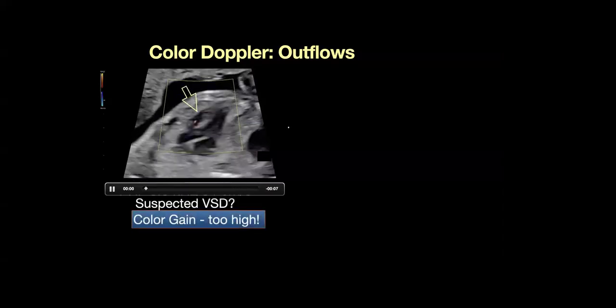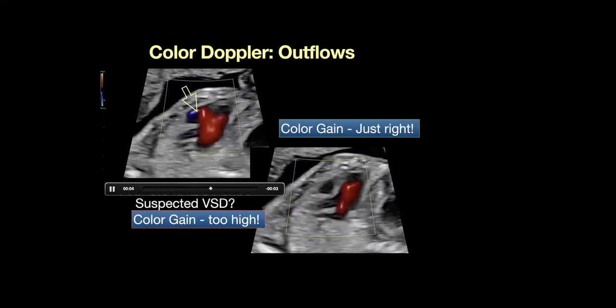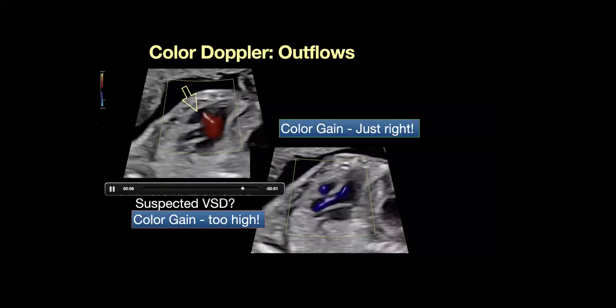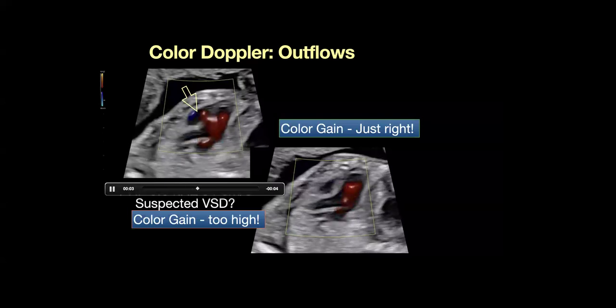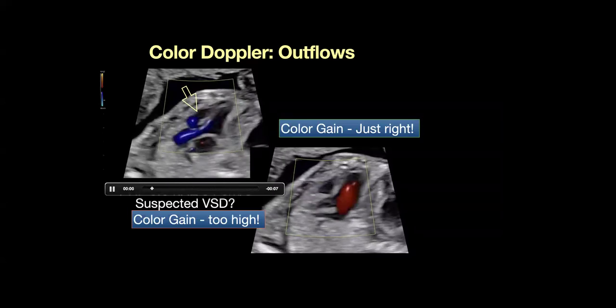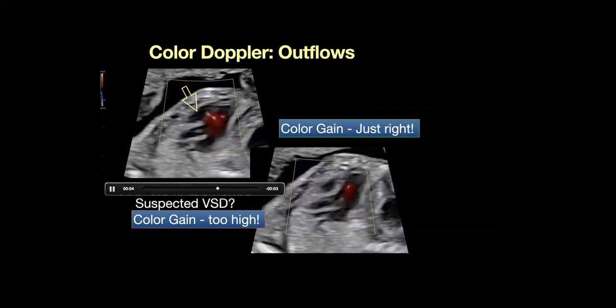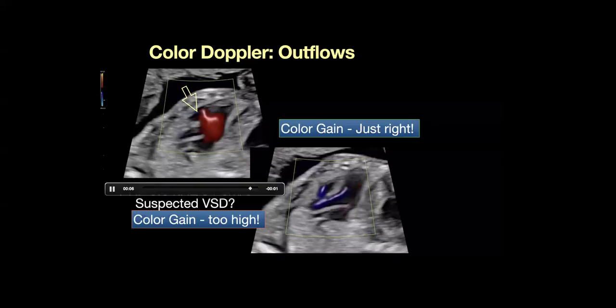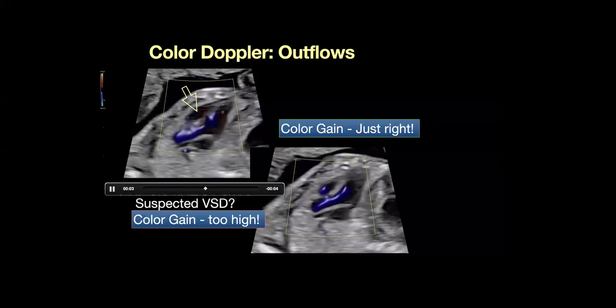And here you have the color gain set to high. So what you could do is, of course, adjust it, lowering down your color gain until you could actually see the grayscale area, which is key, looking at those borders. And here you could see that there is no color overlap. So again, really critical, especially to optimizing your color Doppler.